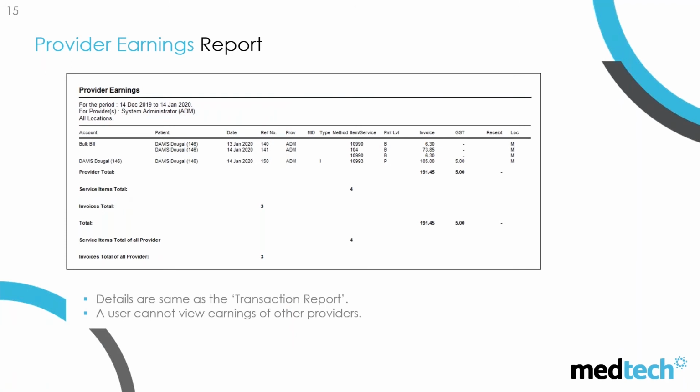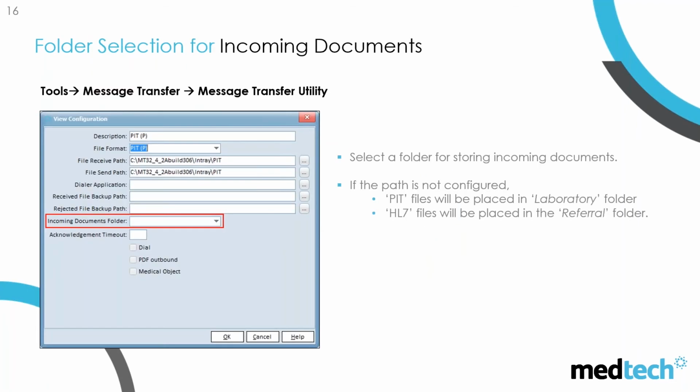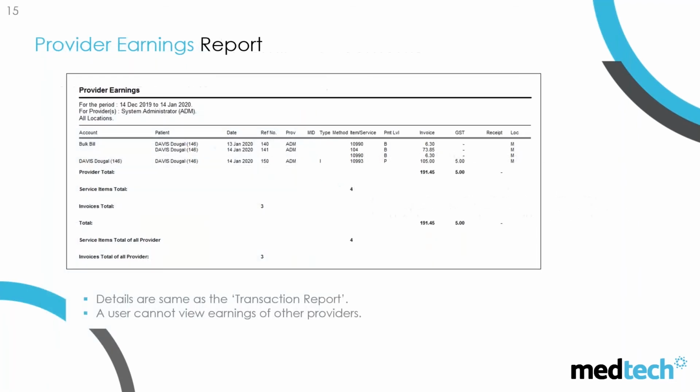Then you can see the report. Just a note there that the report will be generated only for the logged in provider. So you need to be logged in under your provider details to generate that individual report. The other thing is that it displays the same details, very similar, as I've noted on the bottom there, to the transaction report. The only real difference being that the user can't view earnings of the other providers, which is noted there on the bottom.